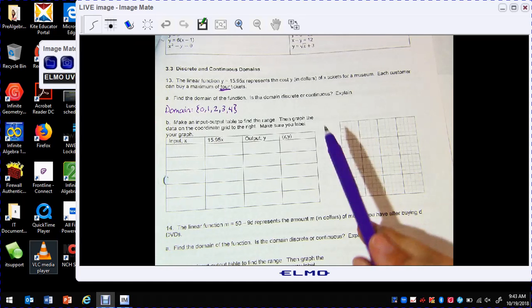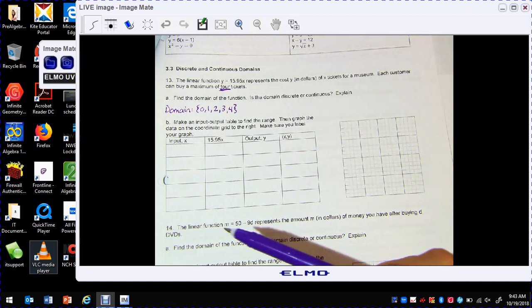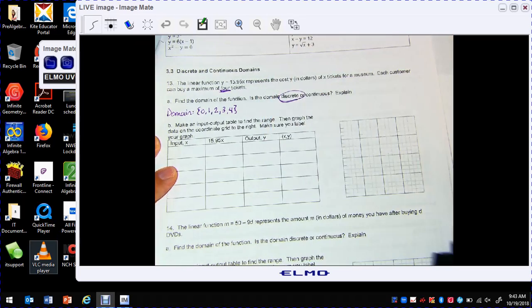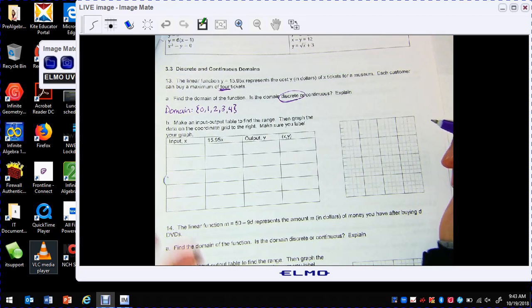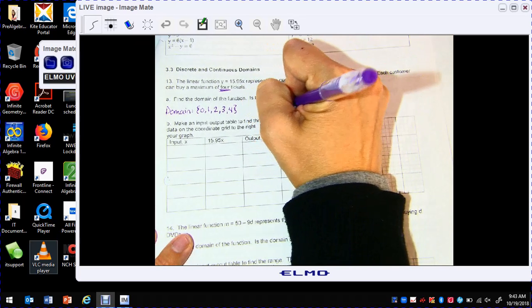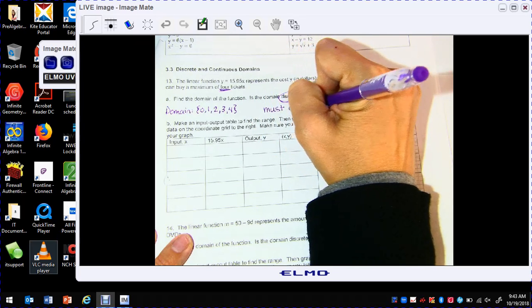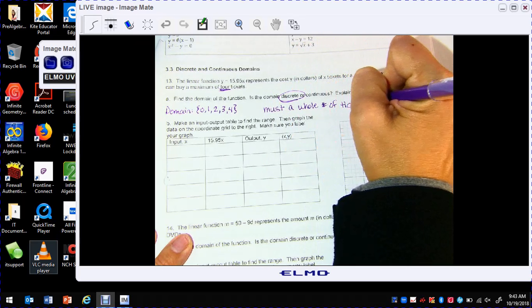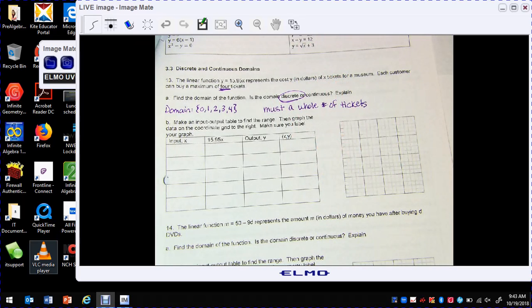And is it discrete or continuous? So if I plot this, am I going to plot points or something that's connected? Well, I would say this is discrete. It's just going to be points, because you must buy a whole number of tickets. You can't buy 1.2 tickets. You can't buy half a ticket. I can buy 0, 1, 2, 3, or 4, nothing else. So that's what makes it discrete.